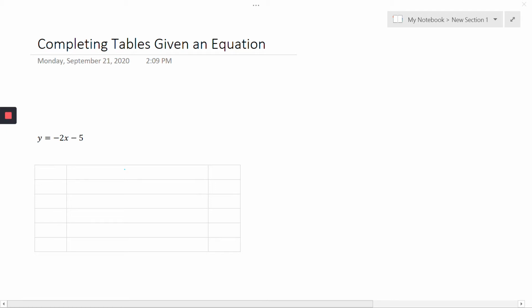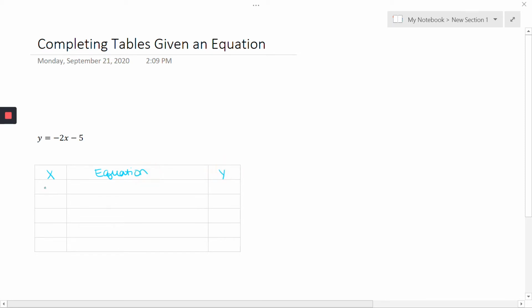When completing a table and you're given an equation, I always like to create a three-part table. So in the first column, it's going to be my x values. In the second, it's going to be where I plug in my equation. And then in the last column, I'm going to have my y values.